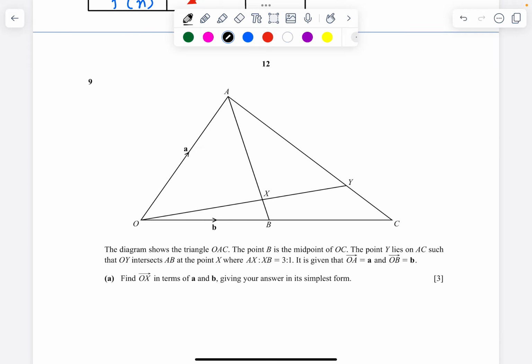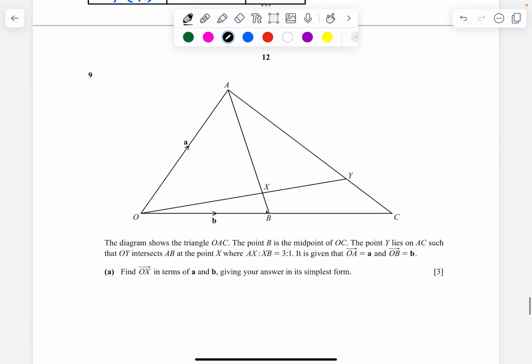Question number 9. This is from vectors. The diagram shows a triangle OAC. B is the midpoint of OC. This is the midpoint of OC. So if this is B, this part is also B. So BC is also equal to vector B. Y lies on AC such that OY intersects AB at X and AX is to XB equals 3 is to 1. So this is going to be 3 parts of AB and XB is 1 part of AB.